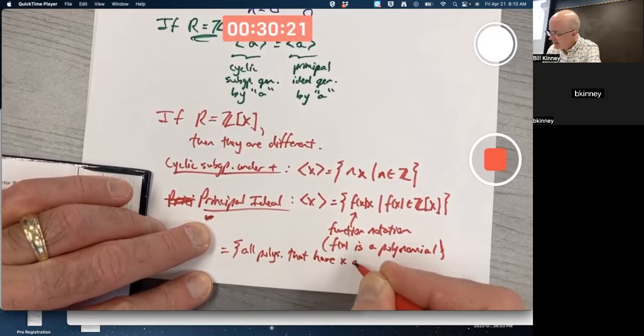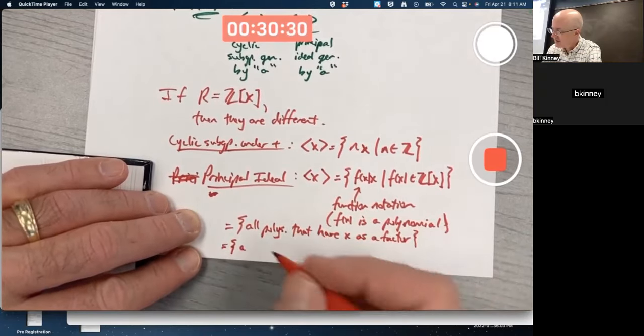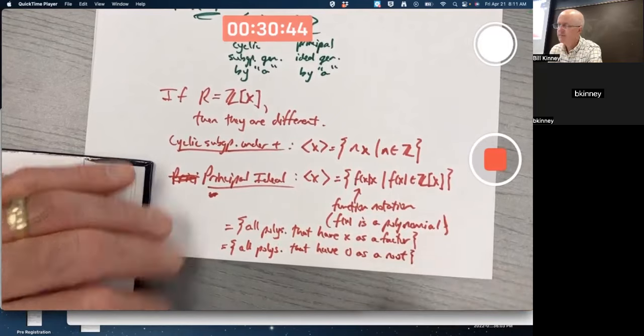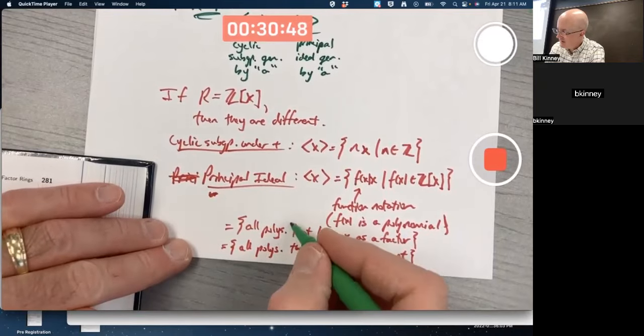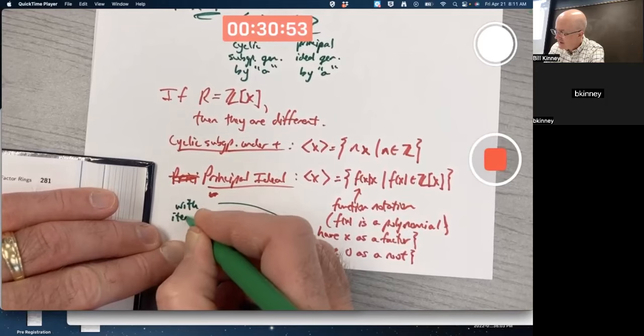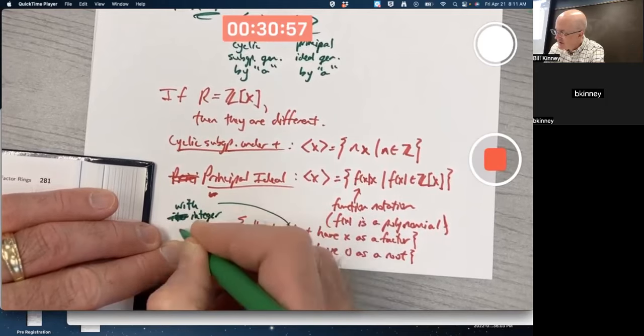Which also can be thought of as all polynomials with integer coefficients, all polynomials with integer coefficients that have 0 as a root, if we were thinking about roots.